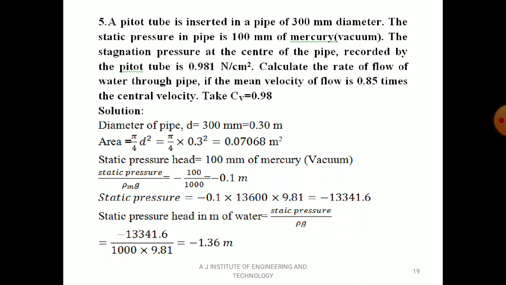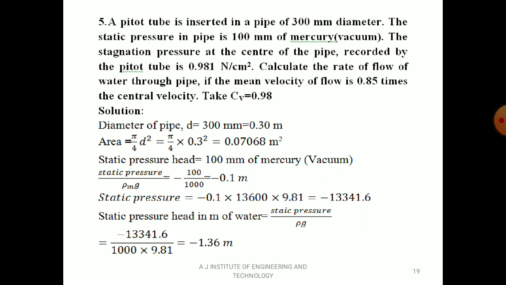So solution: diameter of pipe, small letter d equal to 300 mm, so that is equal to 0.30 meter. Area equal to pi by 4 d square, so that is equal to pi by 4 into 0.3 square, which is equal to 0.07068 meter square. Static pressure head is equal to 100 mm of mercury, and that is vacuum.